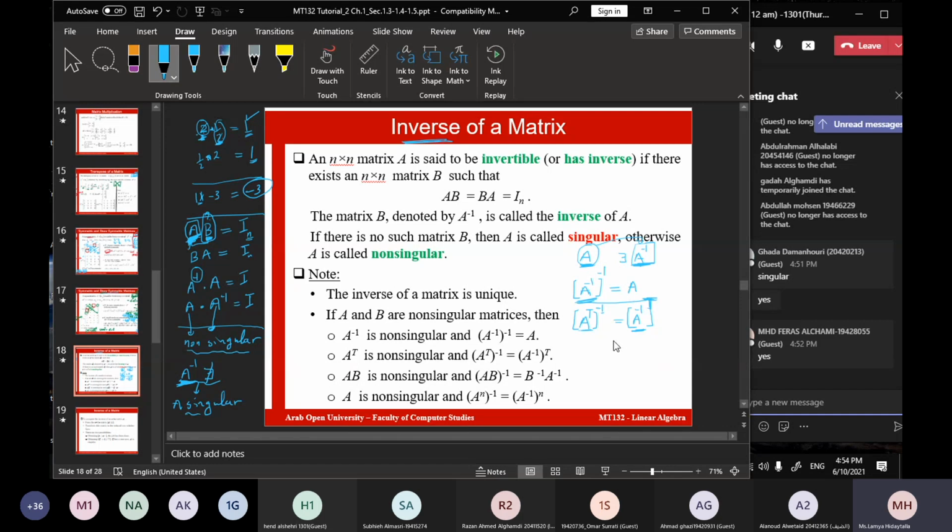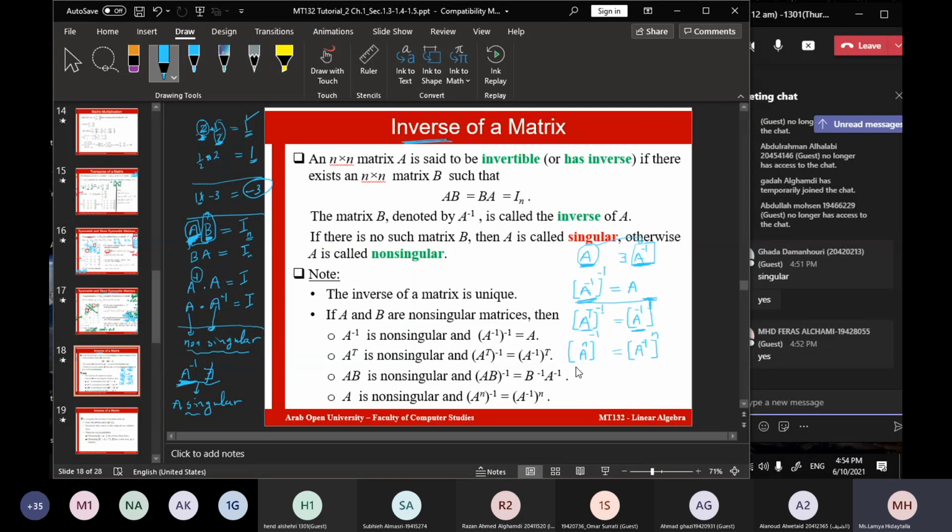Okay. Moreover, if A has an inverse, then A to the power n will also have an inverse. What is that inverse? What is the inverse of this? You will find it is the same as the inverse of A, and after that to the power n, multiplied times itself n times. Okay?